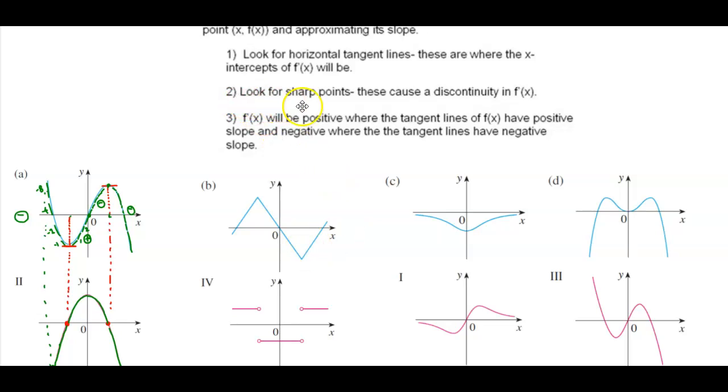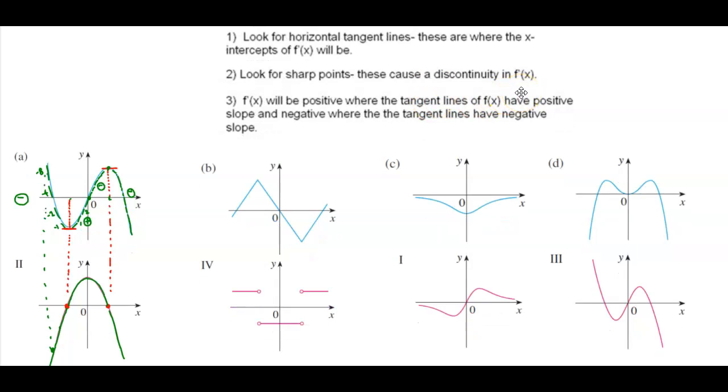So we're going to go to step 2 and look for sharp points, and these cause a discontinuity of the derivative function. So let's go ahead and take a look. So we have a sharp value here, and then we also have a sharp point there. So what that means is at this value here, we're going to have a discontinuity or a hole here. Okay, and likewise over here, we're also going to have a discontinuity, which is a hole there.